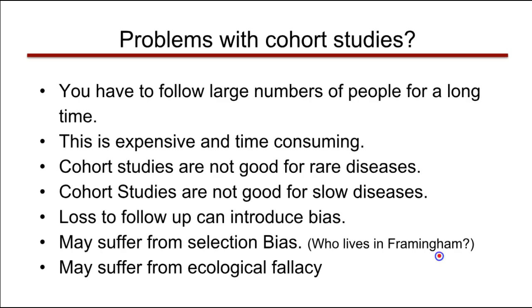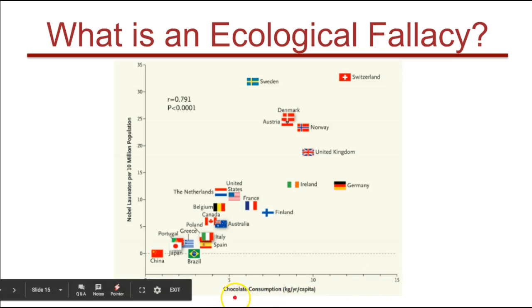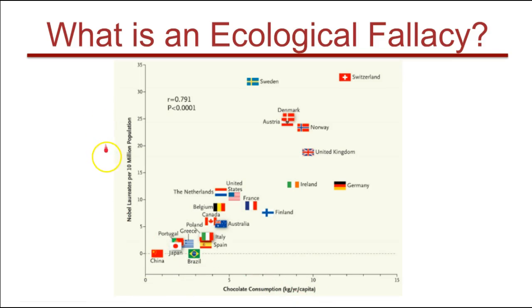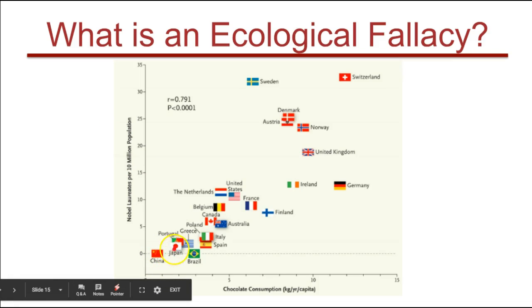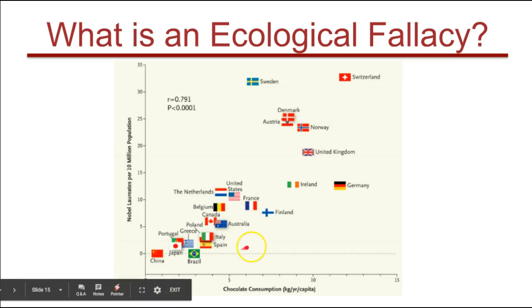So what is an ecological fallacy? Here's an example of a classic ecological fallacy. On the bottom axis of this graph, you can see chocolate consumption in kilograms per year per person. And on this scale, you can see Nobel laureates per 10 million people. So if we take a look here at various countries and their chocolate consumption, you can see a pretty straight line in that the number of Nobel Prizes increases with chocolate consumption in these countries.